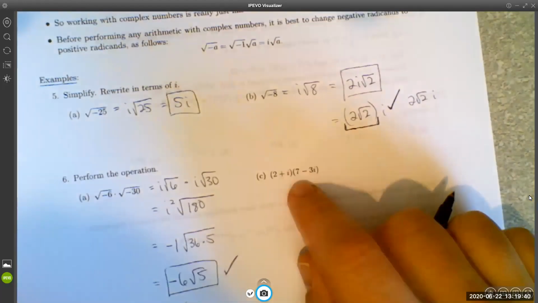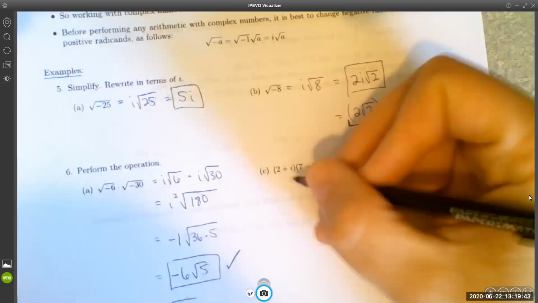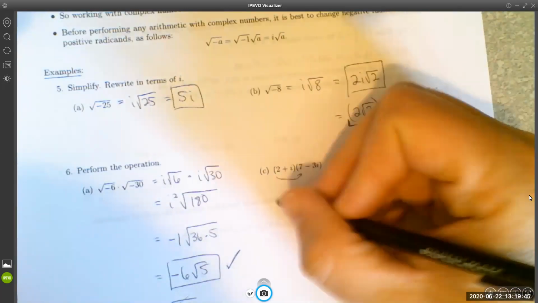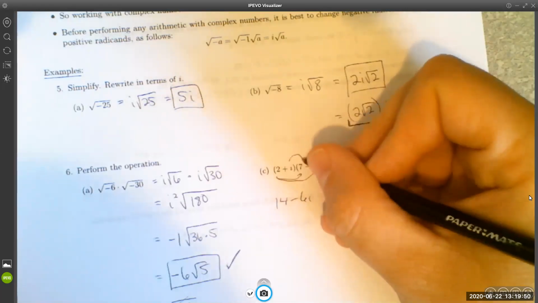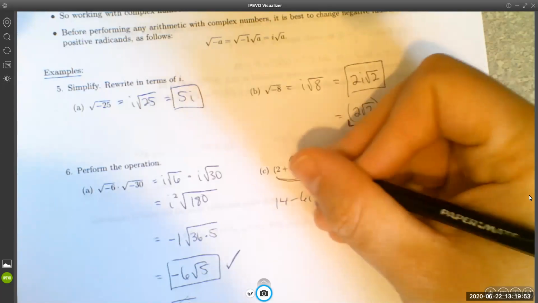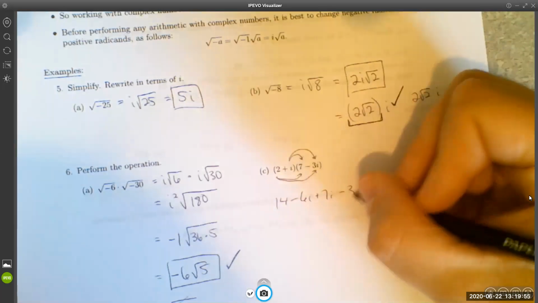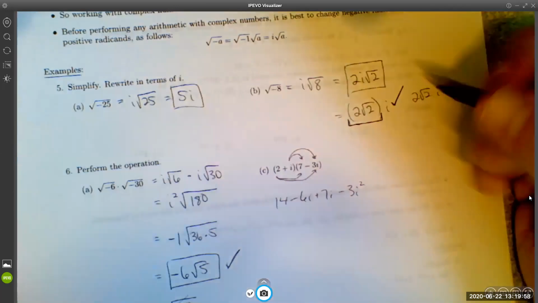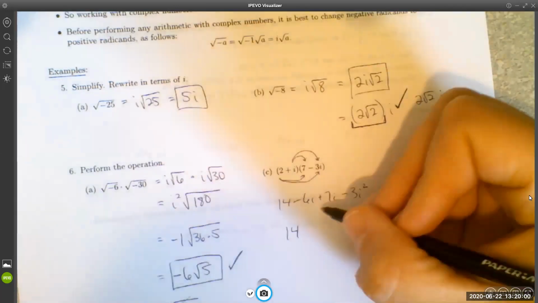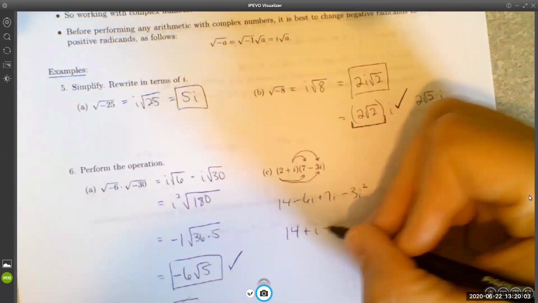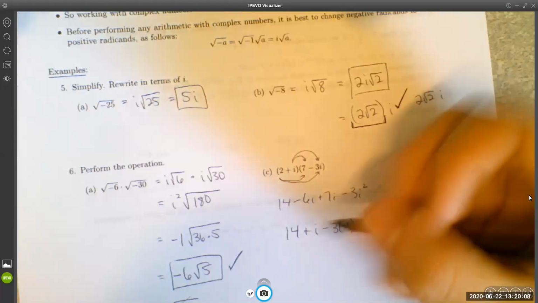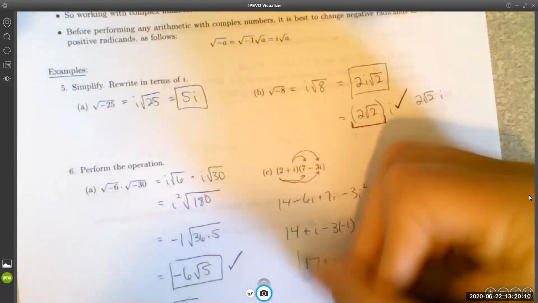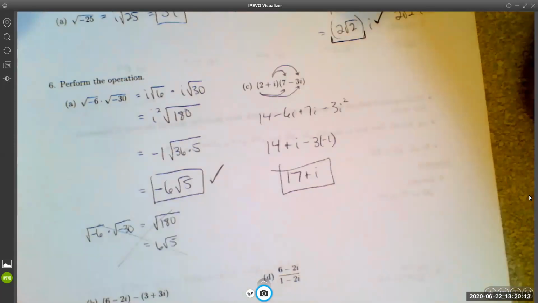If you want to multiply two complex numbers, well, then you FOIL, right? You FOIL. So we would get 2 times 7, 14. 2 times negative 3i is negative 6i. I times 7 is 7i. And I times negative 3i is negative 3i squared. That's 14 plus i minus 3 times negative 1. So that's really 14 plus 3, right? So that's 17 plus i. Okay.